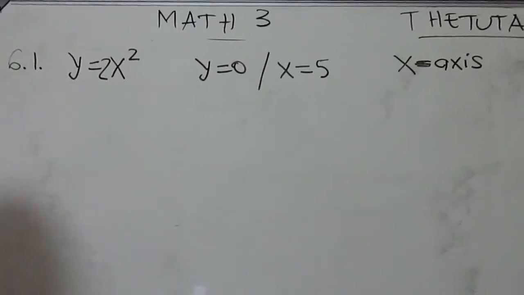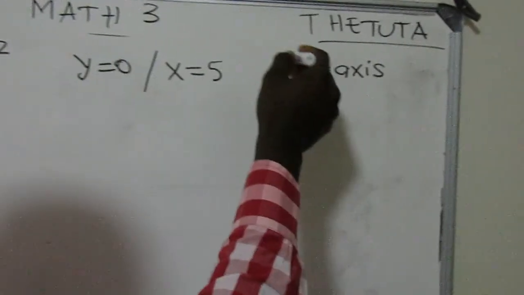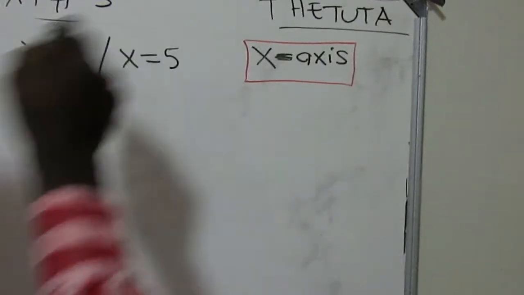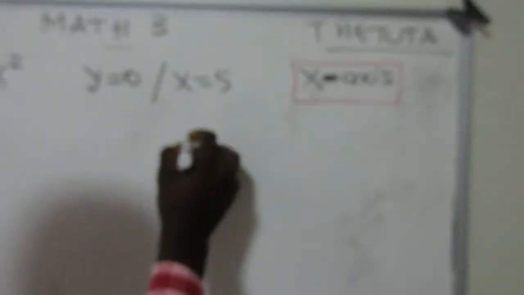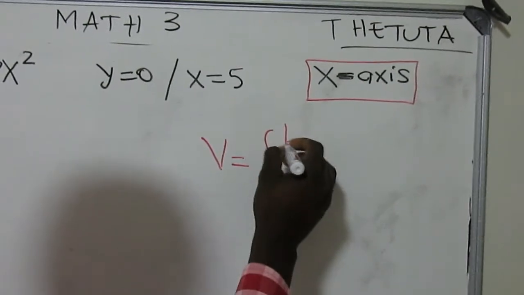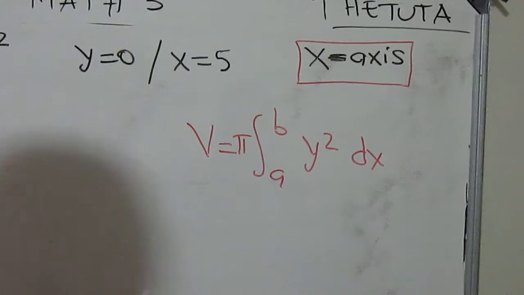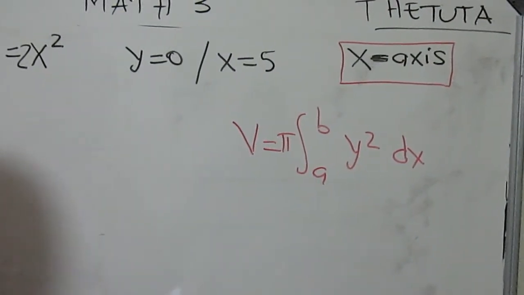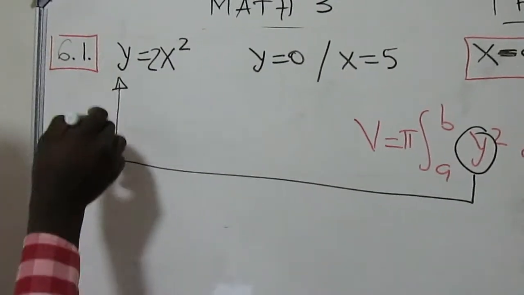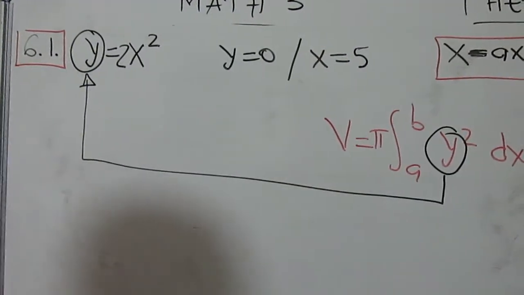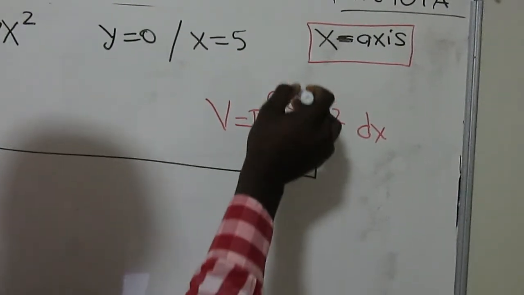Question 6.1. As I said, the first thing to check is the revolution, which is about the x-axis, when you're applying your disk method. So we know that for the x-axis, our volume will be given by what? Pi, integral from a to b, of y squared dx. The first thing we have to check is what our function y is. Our function y we already know. What's missing is that we have to determine our limits, a and b.